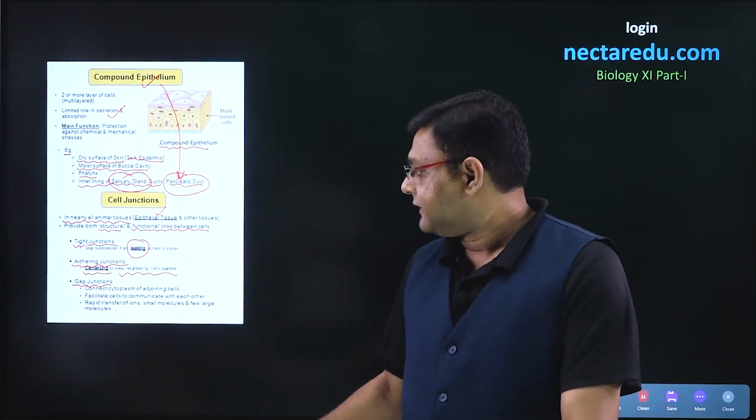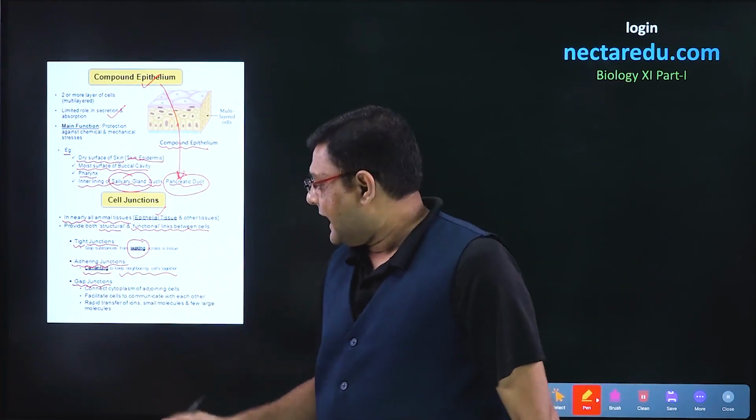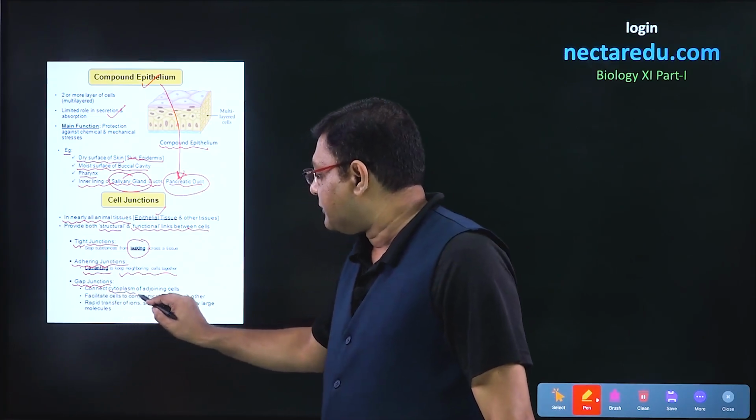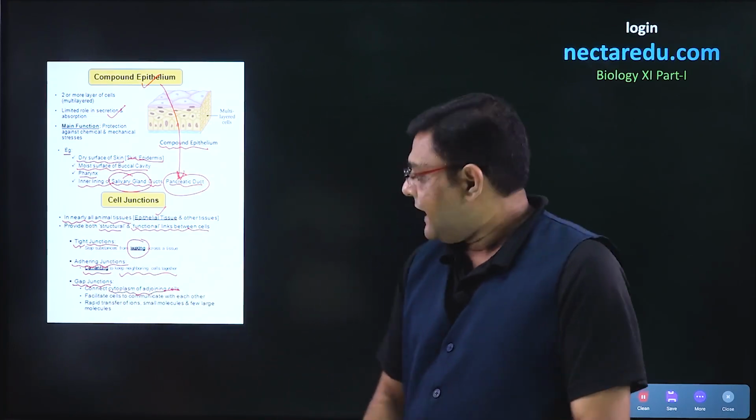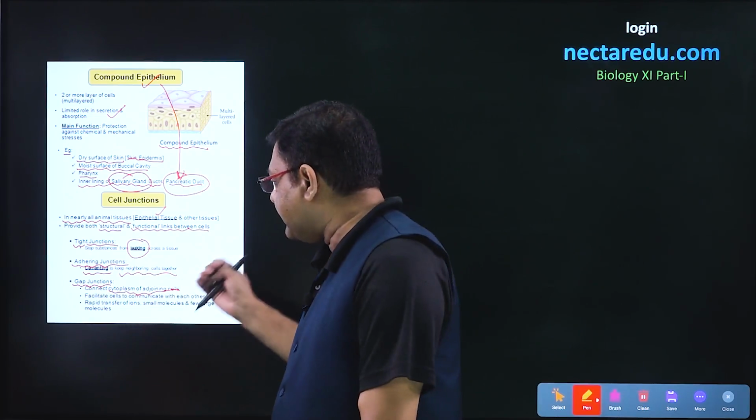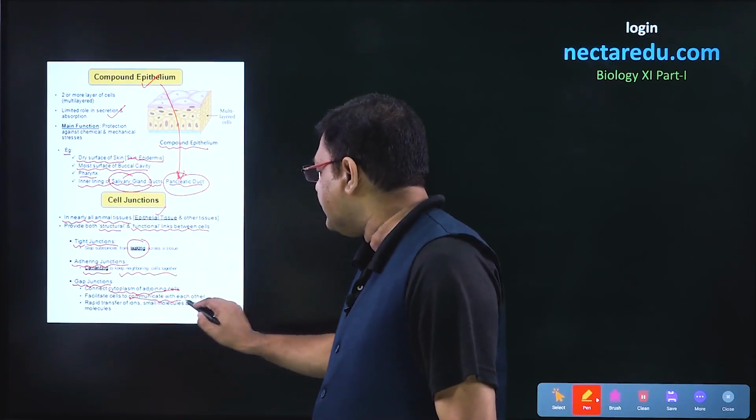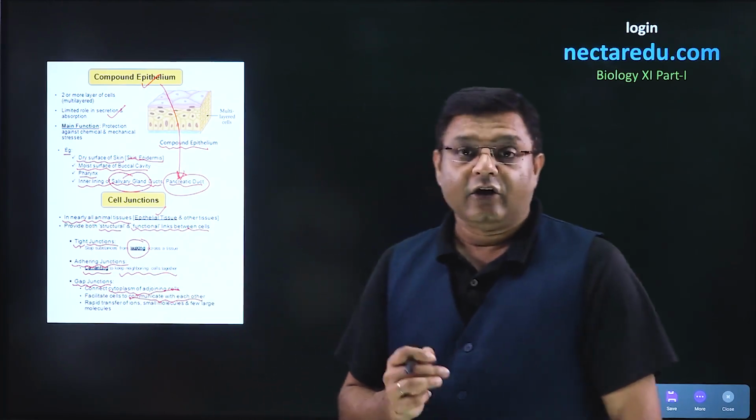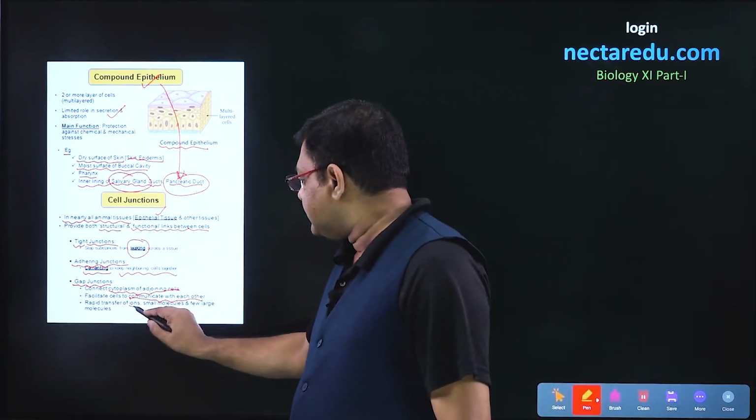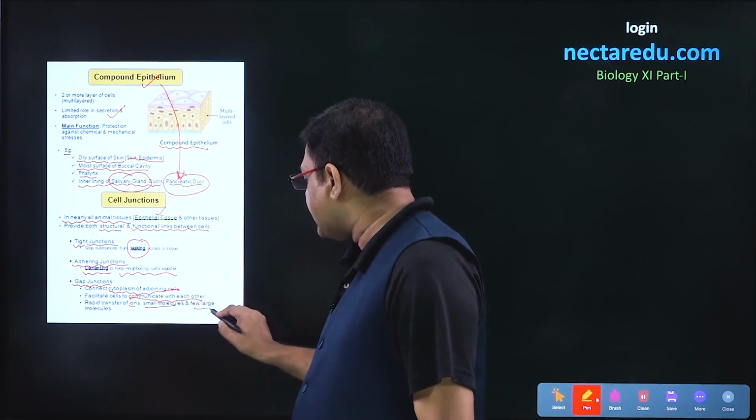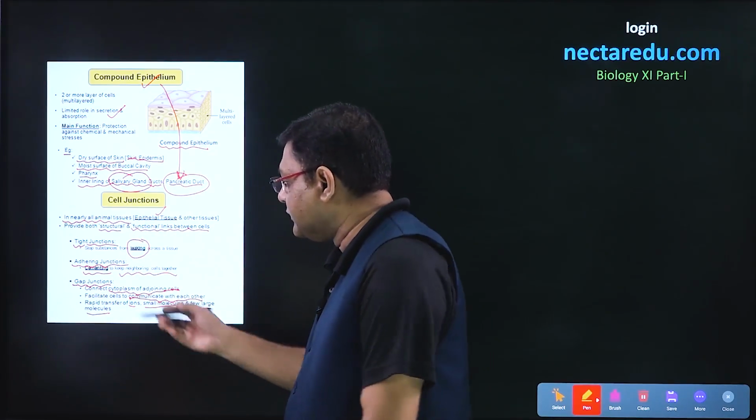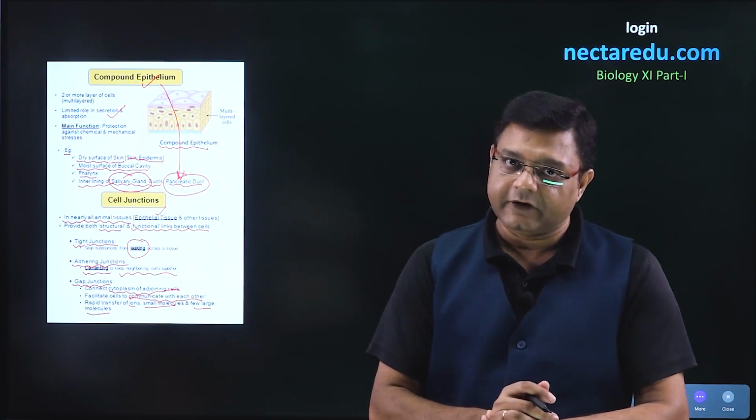The third type is gap junctions. Gap junctions connect the cytoplasm of adjoining cells, and if the cytoplasm of adjoining cells is connected, then it helps the cells to communicate with each other. There is rapid transfer of ions, small molecules, as well as a few large molecules through gap junctions.